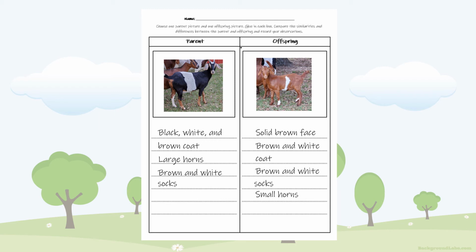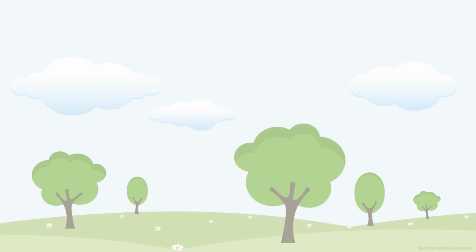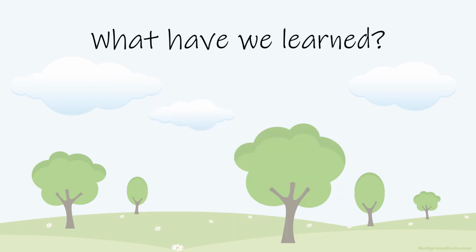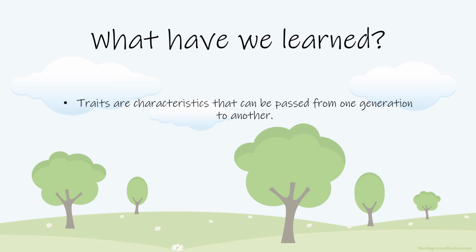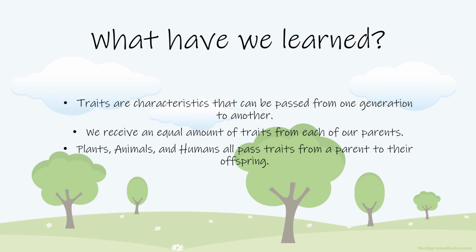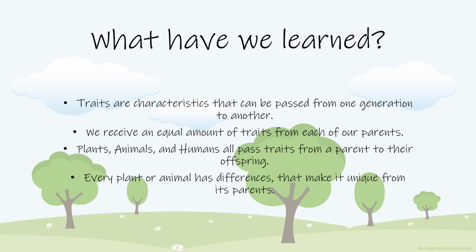For your assignment, you will list all the similarities and differences that you notice while working together in groups. What have we learned? Traits are characteristics that can be passed from one generation to another. We receive an equal amount of traits from each of our parents. Plants, animals, and humans all pass traits from a parent to their offspring. And every plant or animal has differences that make us unique from our parents.